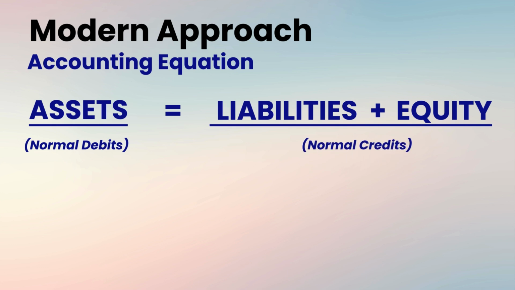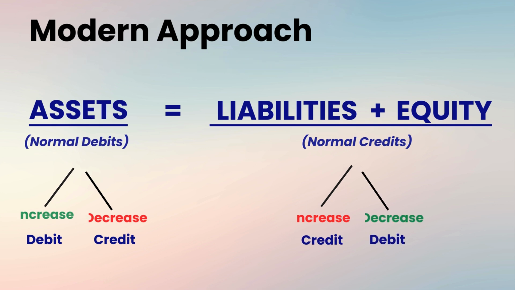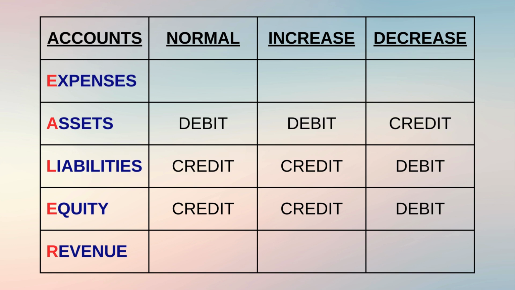Since assets have normal debit balances, for increase in the accounts under this category, we will have to debit them, and for any decrease, we will have to credit them. On the other side, since liabilities plus equity have normal credit balances, for increase in the accounts under this category, we will have to credit them, and for any decrease, we will have to debit them. Let's plot these rules for assets, liabilities, and equity in a tabular form.